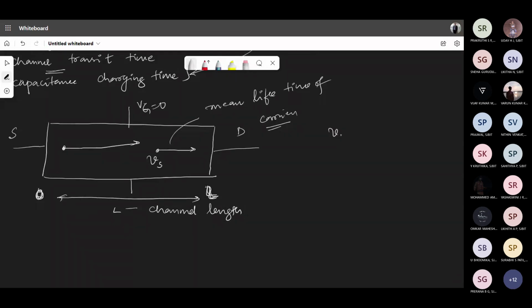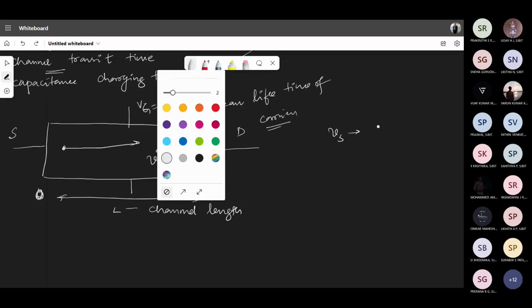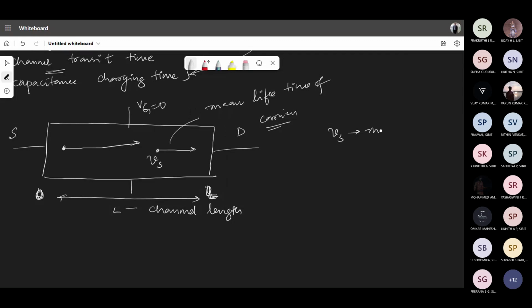If Vs is the velocity, we should say mean velocity, because different electrons will have different velocities, as they are subjected to different electric fields at different points. Mean velocity of the carriers, and L anyways is the channel length. How do you define tau, which is indicating the transit time? How do you define this tau? Tau is defined as what?